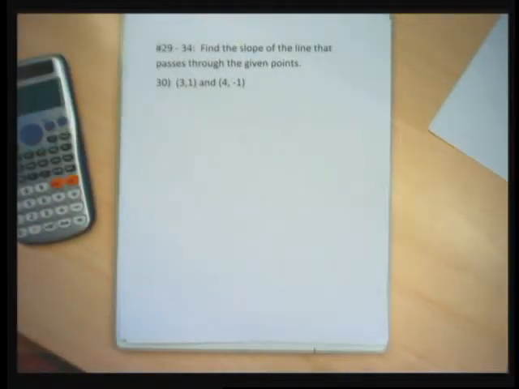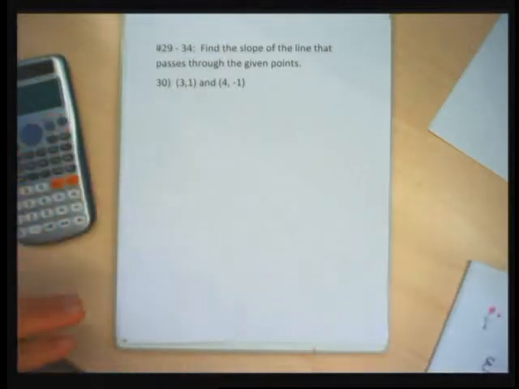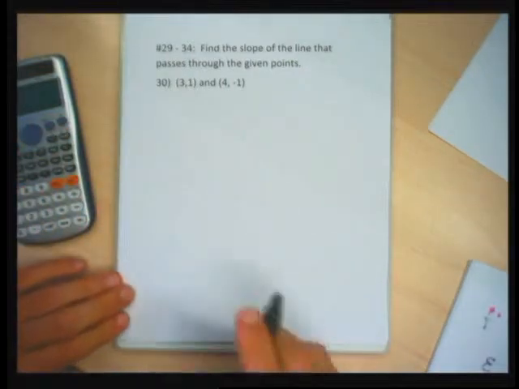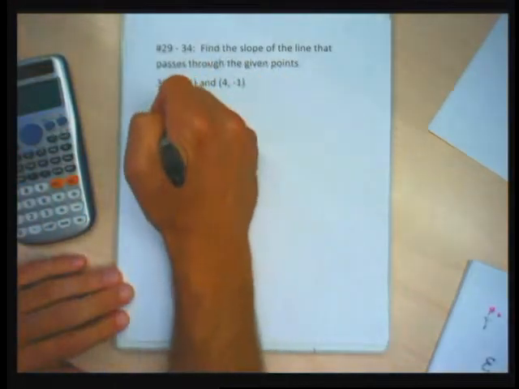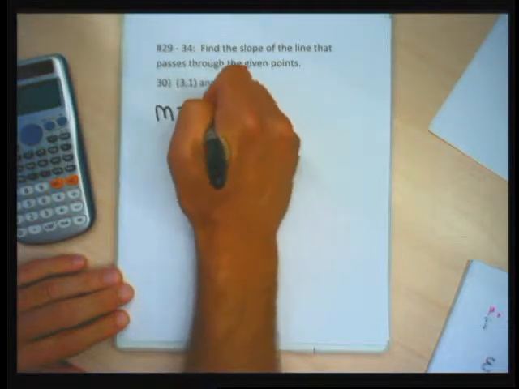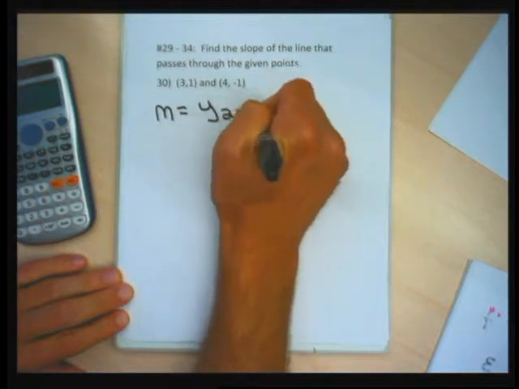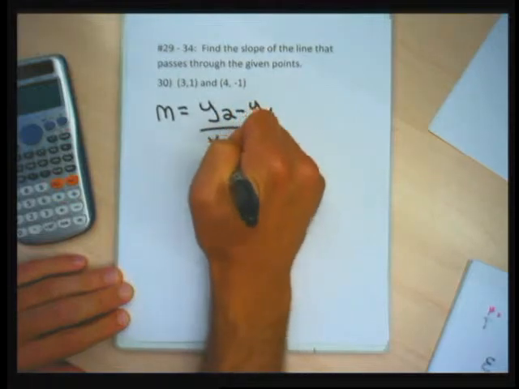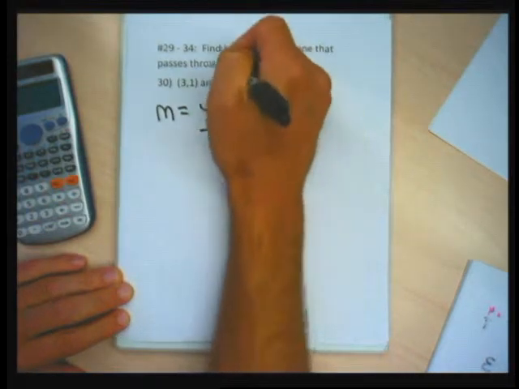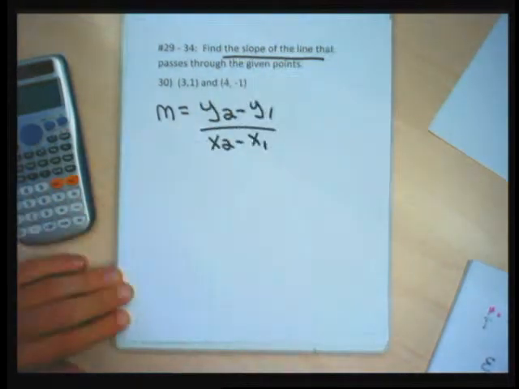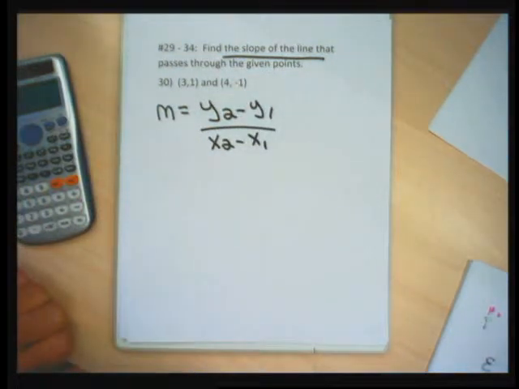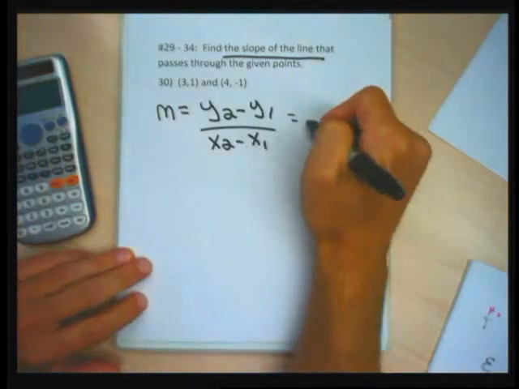The next problems, 29 through 34, just ask me to find the slope of a line, and they give me 2 points. So I'm going to use the formula m equals y2 minus y1 over x2 minus x1, because I'm asked to find the slope of a line, not an equation. I'm just asked for a number, and I'm given 2 points, and I did a bunch of these in the warm-up.